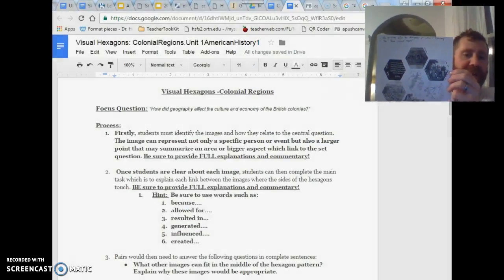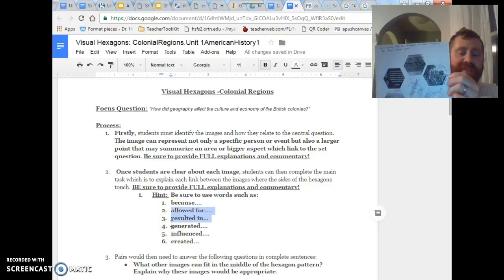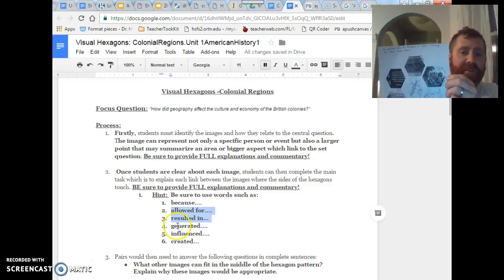I've given you some examples as to the phrases that you can use. These are not the only phrases that you're able to use, but I think that gives you a really good start as far as being able to depict the link between the 2 images. All right.